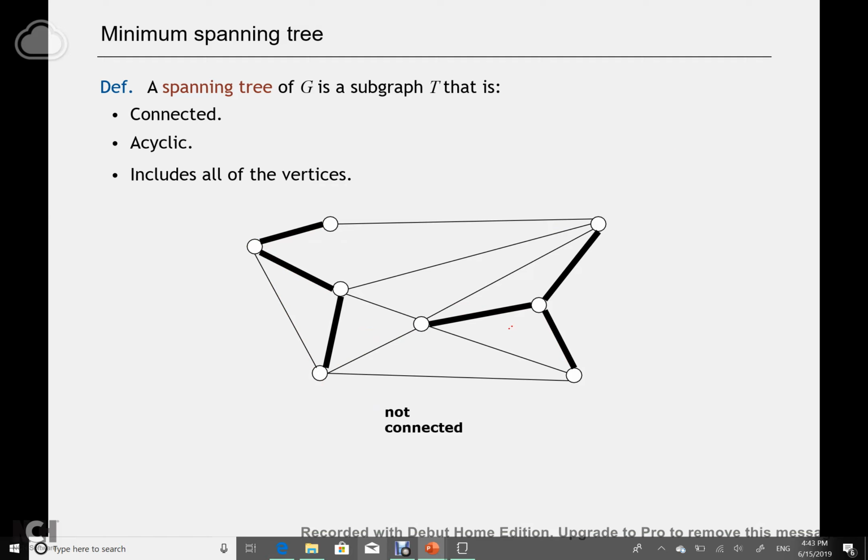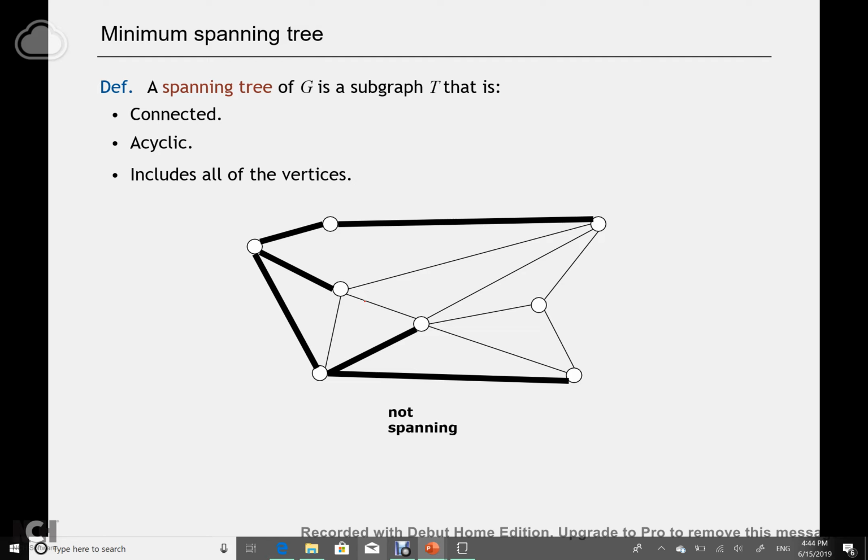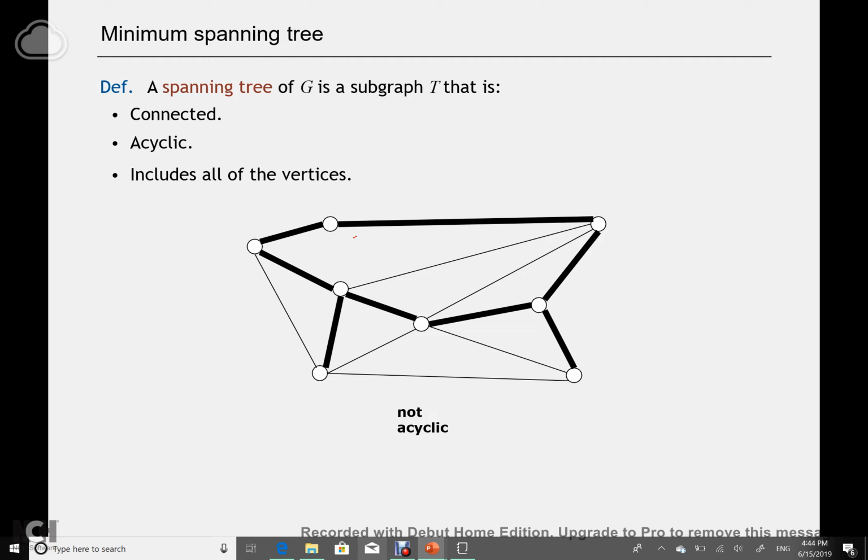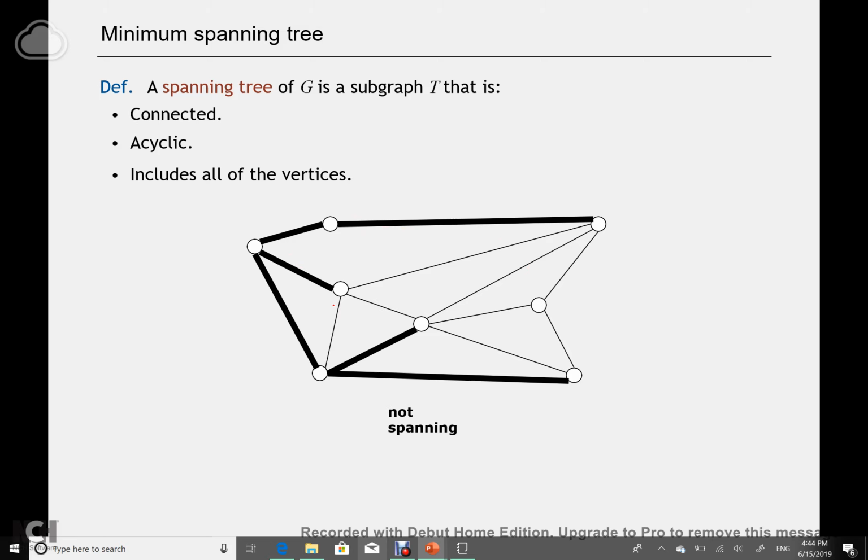This is not a spanning tree because it's not the whole tree. It has two trees. We want to find a unique tree that connects every vertex, right? It means choosing any two vertices, they are connected. This is also not a good idea. This has a cycle, although it covers every vertex. But because of the cycle, this is not good.